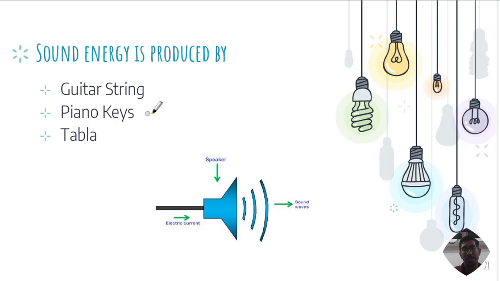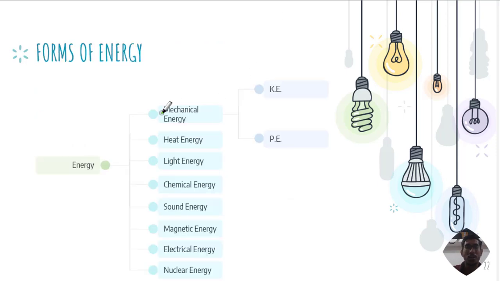Similarly, piano keys when pressed cause sound. Tabla, the membrane on top of it, if you hit it, it causes sound. All of them have a similar way of working. Speakers use electrical signals which are converted into sound waves. So now we know what sound energy is. So what is the next one on our list?